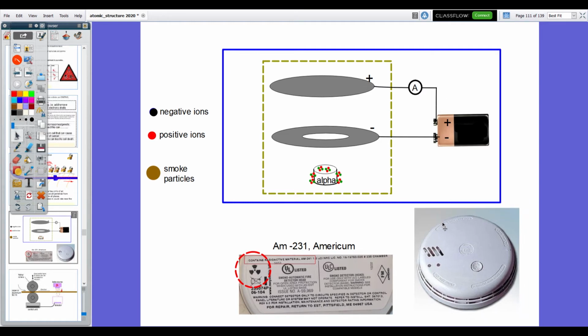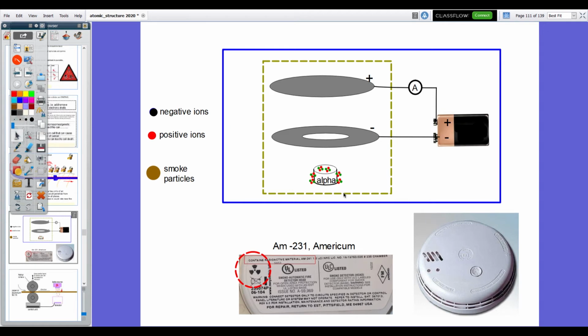If you open up a smoke alarm, you would find inside some sort of chamber with two plates. This lower plate has got a little hole in it, and they're both connected up to a battery. This is a metal plate, and this is also a metal plate at the bottom. If you notice, we haven't quite got a full circuit because there's a little gap between here. So we wouldn't expect to get a current under normal operation.